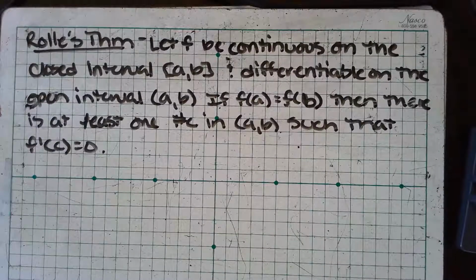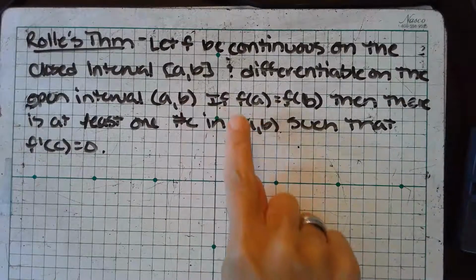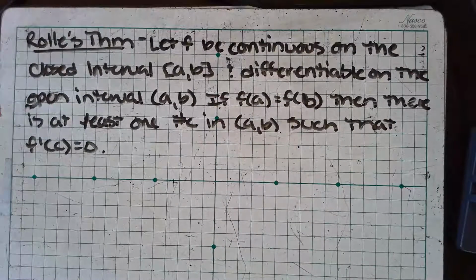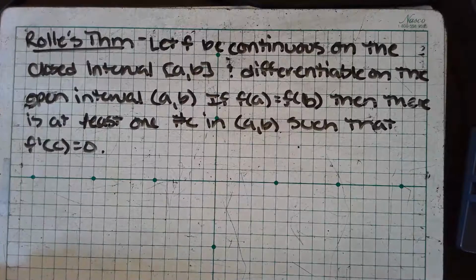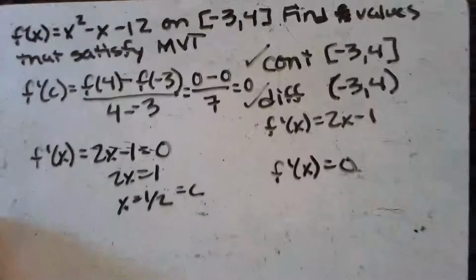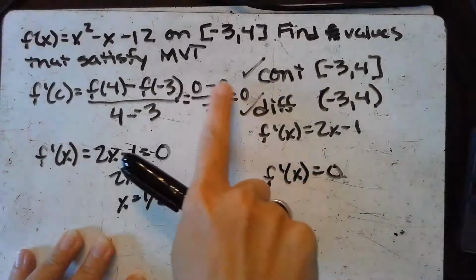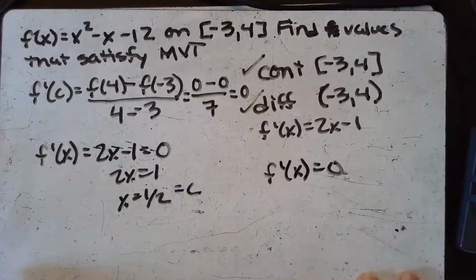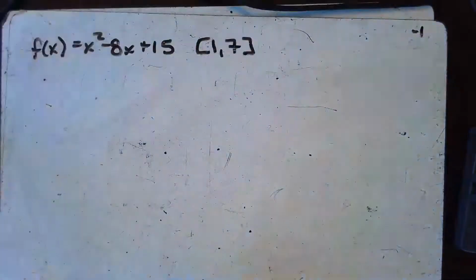It's got the same application. Let f be continuous on the closed interval and differentiable on the open interval. So this is the same thing as MVT. If f of a equals f of b, and we had that in the last case, then there is at least one number c in a to b such that f prime of c equals 0. All right, and here it just so happened f of 4 and f of -3 both equaled 0, but it could have been any number, as long as both of them are the same. So Rolle's actually applies in this case.